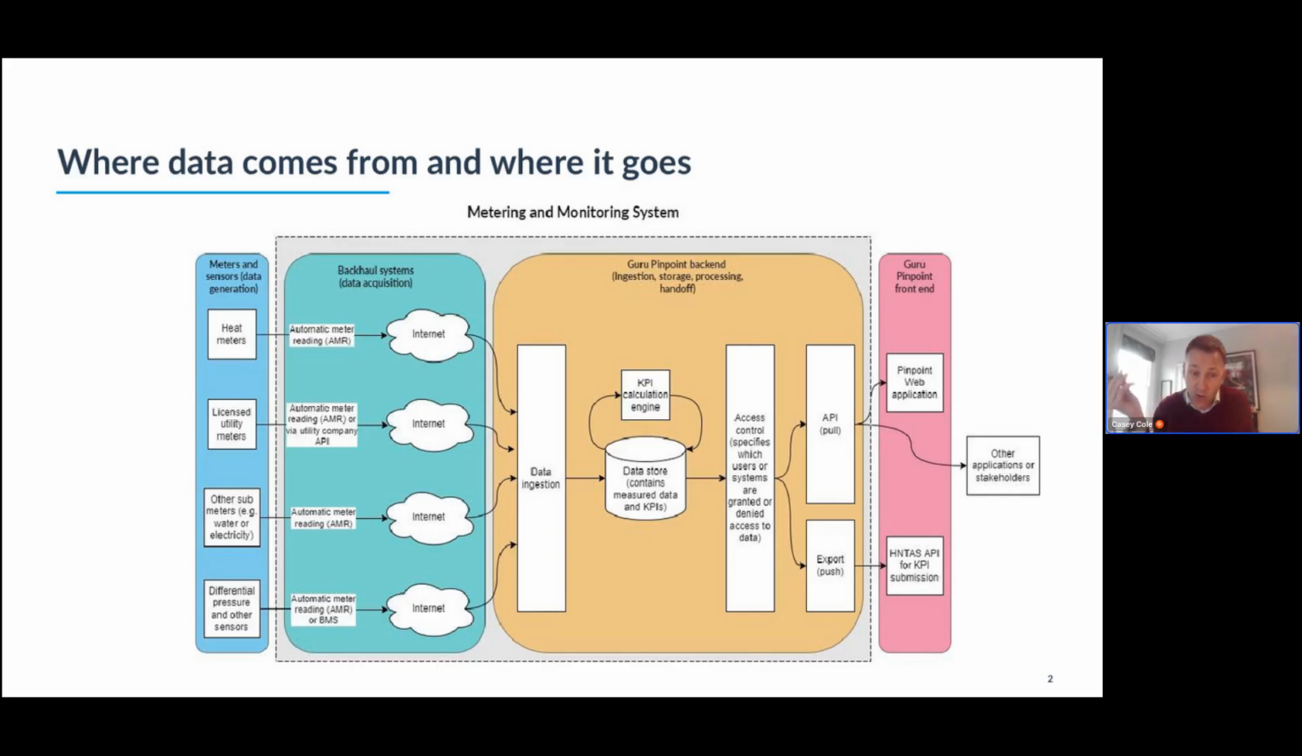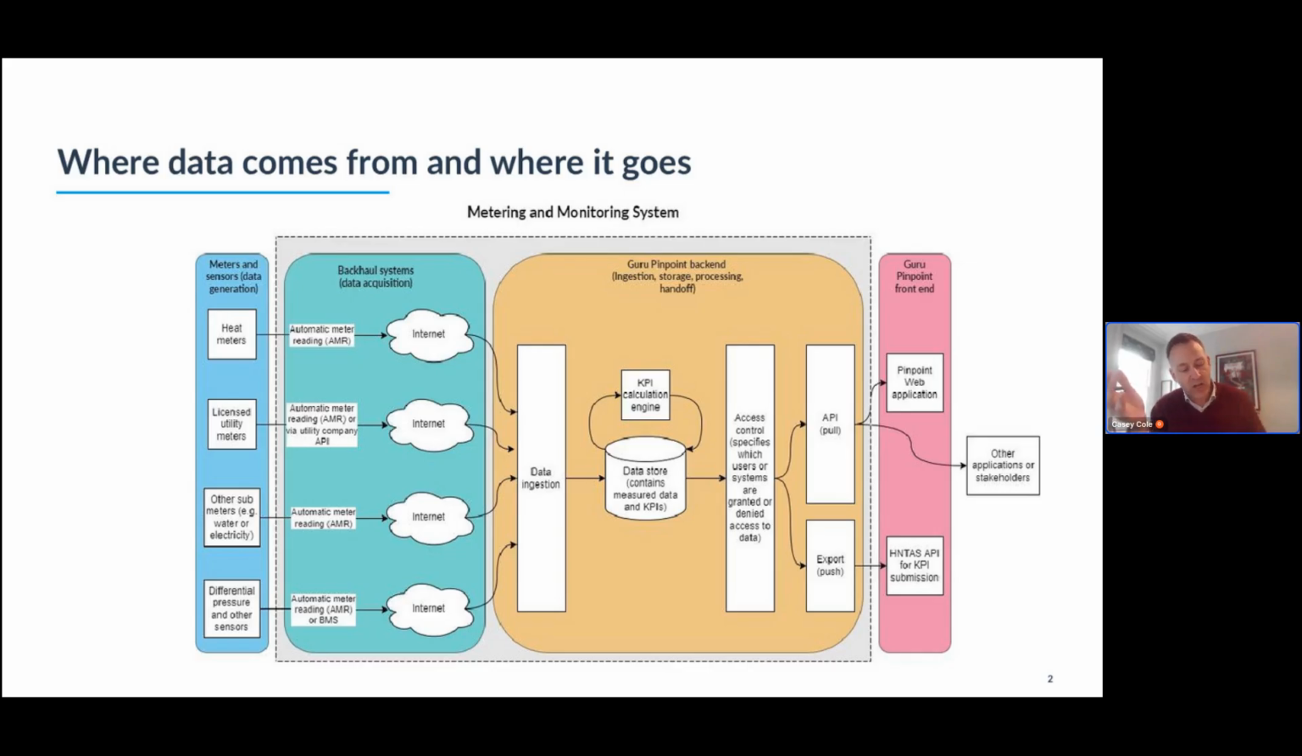You need to store the results of those KPI calculations. And then you're going to need to hand that data off to the people who need it. Now, that data needs to be used by different stakeholders. One of those stakeholders might be the heat network operator themselves, in order to monitor that it's working properly, identify where problems are, go and fix them when things go wrong.